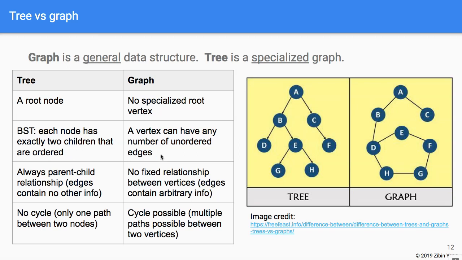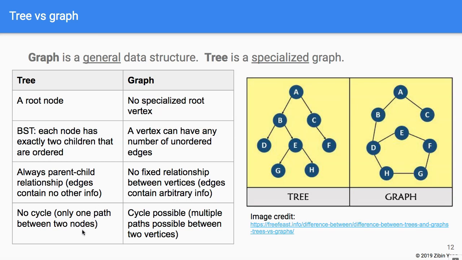Whereas a vertex can have any number of edges, it can have no edge, or 100 edges. And usually these edges are not ordered, although there are times that we'll compare them. Right? And the edge between nodes in a tree always defines a parent-child relationship, right? It contains no other information. But for a graph, the edge between vertices can represent any sort of relationship, right?